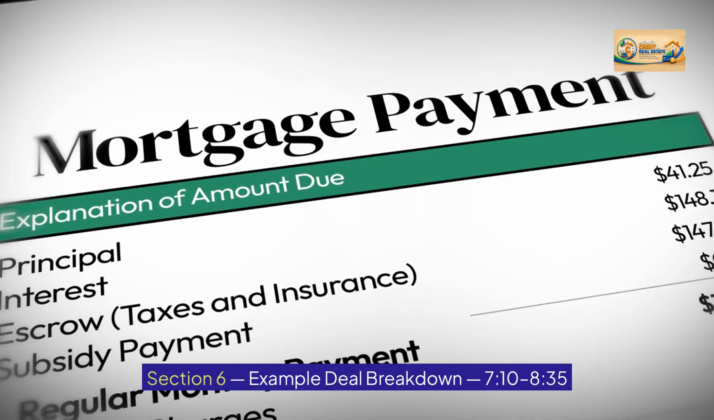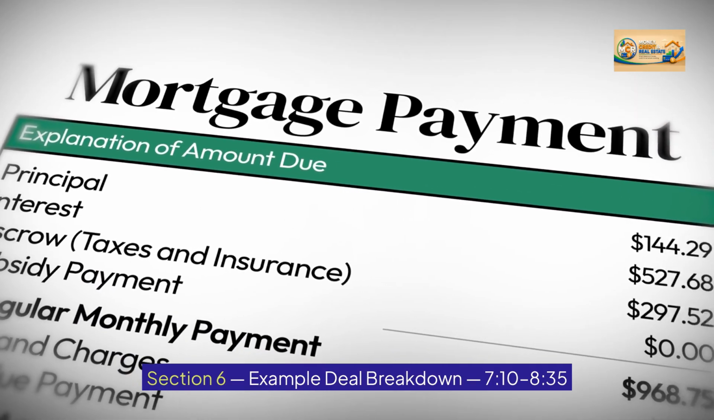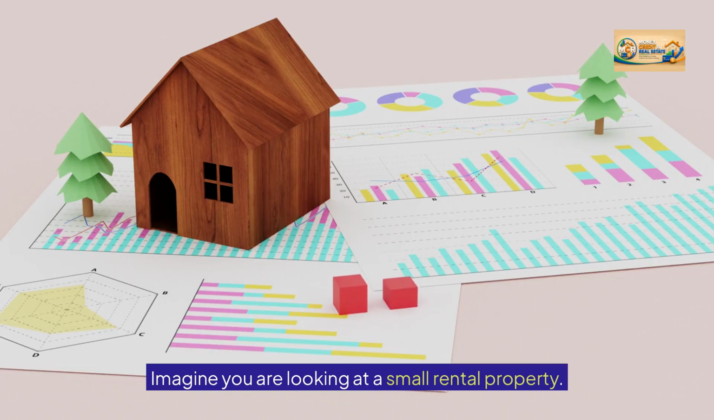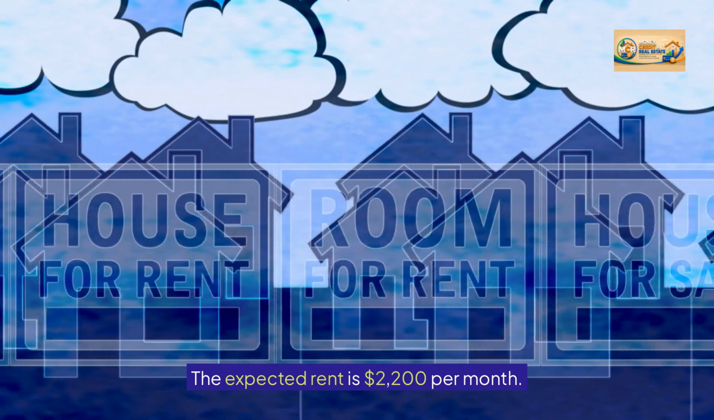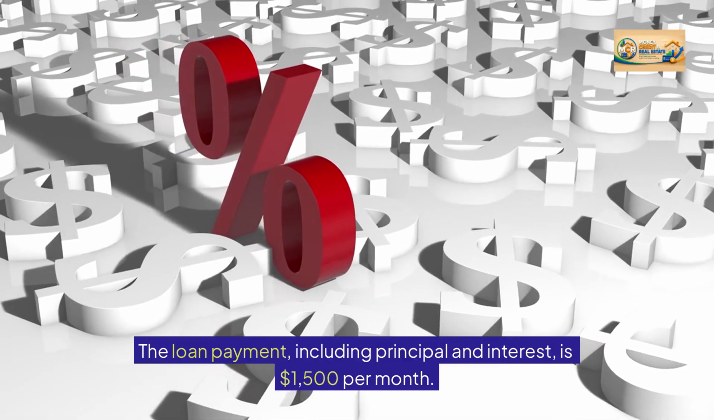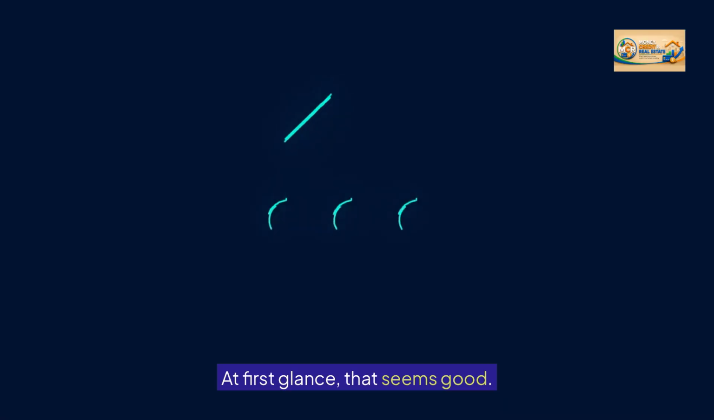Section 6. Example deal breakdown. Let's walk through a simple example. Imagine you are looking at a small rental property. The expected rent is $2,200 per month. The loan payment, including principal and interest, is $1,500 per month. At first glance, that seems good.